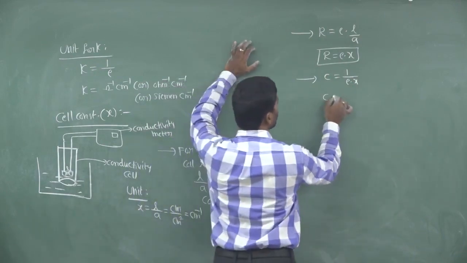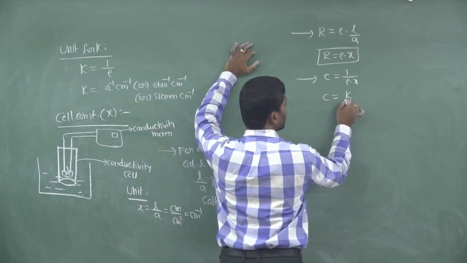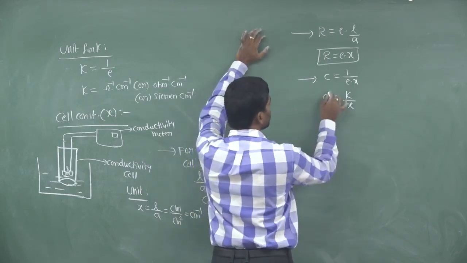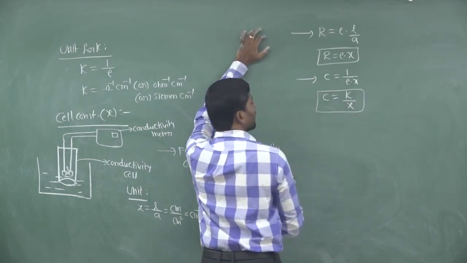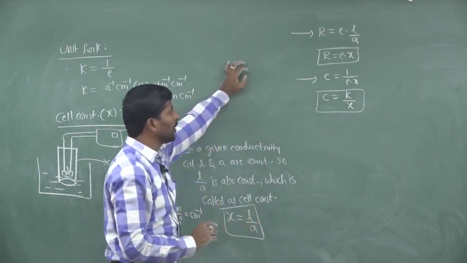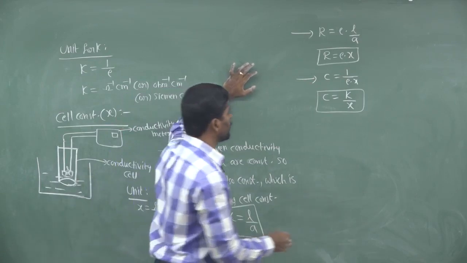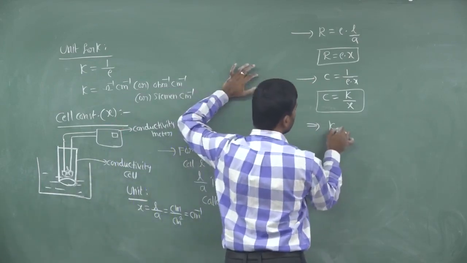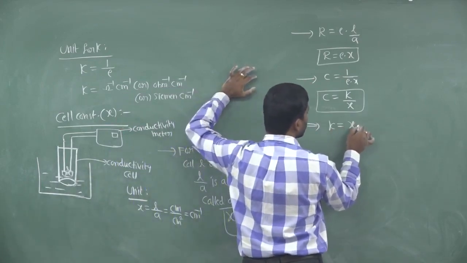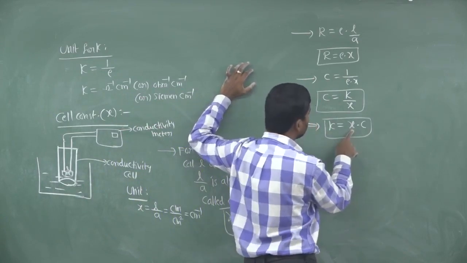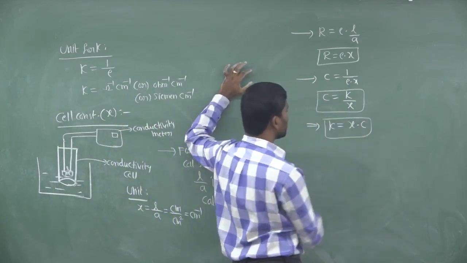So 1 by rho is called what? K. K by X. 1 by rho is called K. So this is the expression for what? Conductivity, with respect to cell constant, where K is called specific conductance or conductivity. So the formula for specific conductance is equal to cell constant into conductance. And what is the formula for specific conductance? Cell constant into conductance. C is conductance.